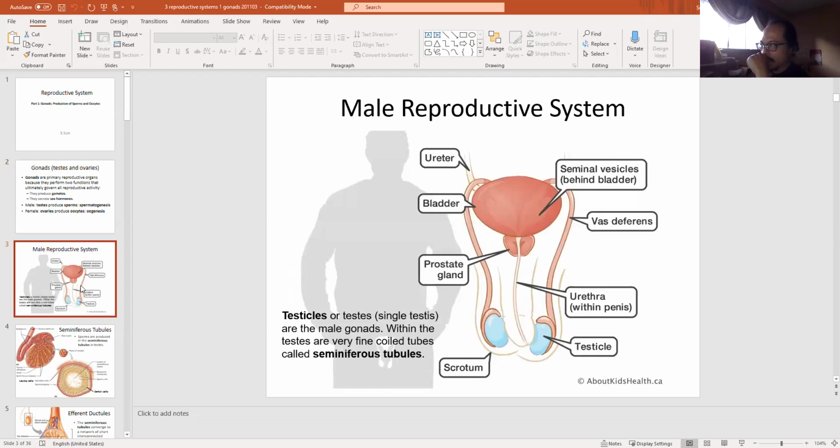So let's start by talking about the male. This is the overview of the male reproductive system. The gonad is the testis. Each male has two testes, also called testicles. Each testicle is located inside the scrotum.